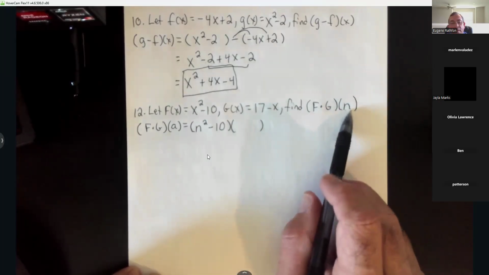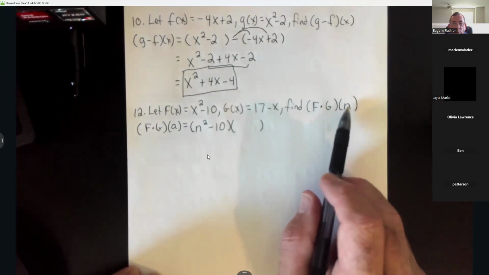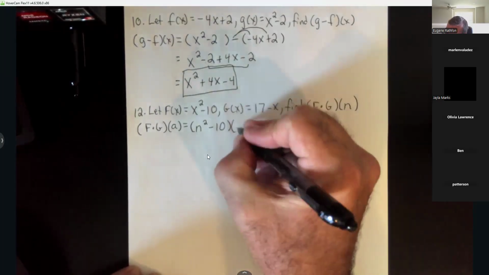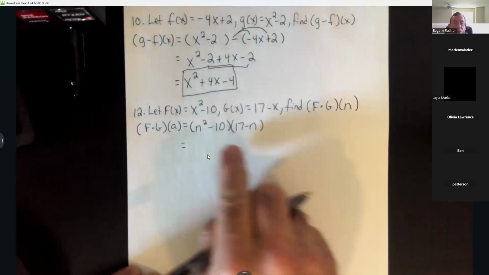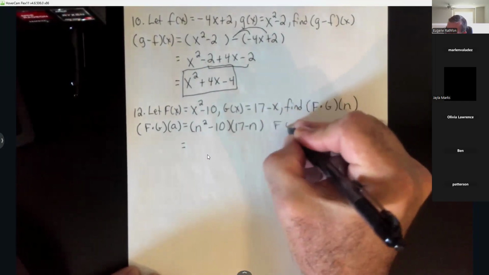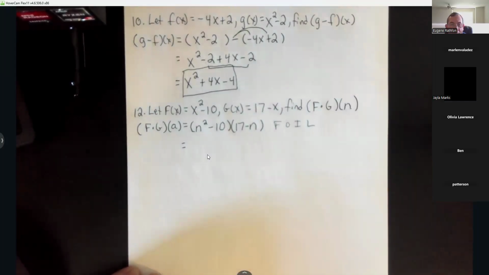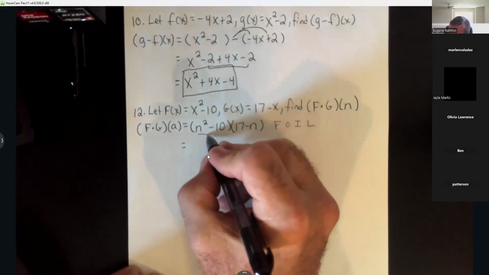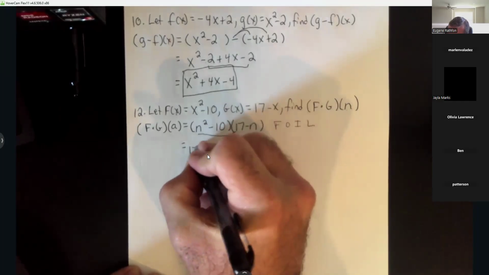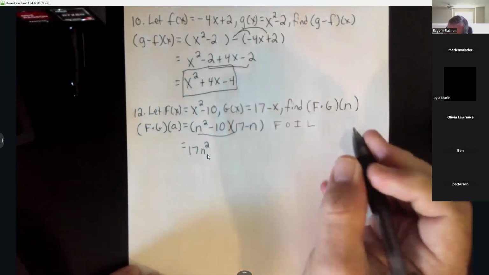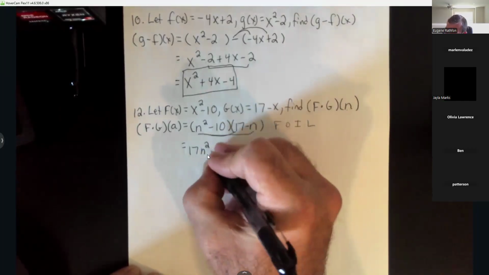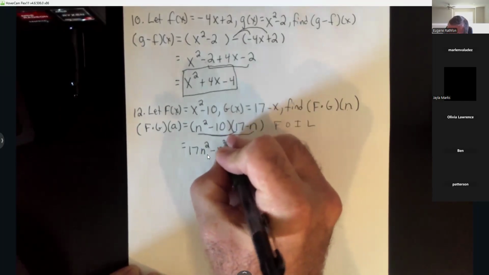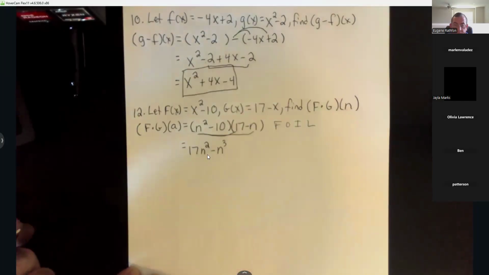Whatever they got into these parentheses is what we're going to replace those variables with, okay? So this is going to be a 17 minus n. And y'all, two things times two again, we're going to FOIL that. All right, so let's see what we got. n squared times 17 is 17n squared. n squared times negative n is a negative n cubed.